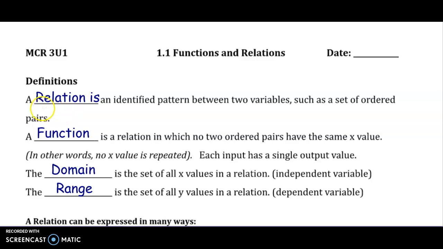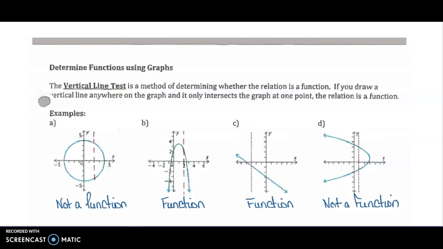I don't think I wrote this down on the last video, but a relation is an identified pattern, and a function is where no two ordered pairs have the same x value. So that was a horrible job of the highlighting. It's actually the worst highlighting I've ever seen. So let me try that again.